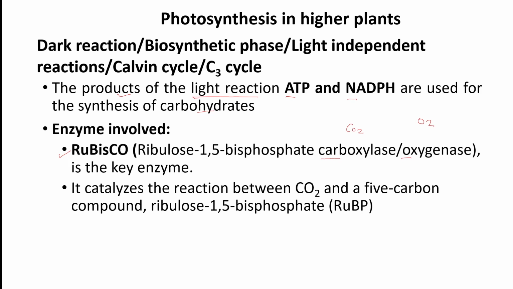So what does this rubisco do? Rubisco acts as a biological catalyst, and it catalyzes the reaction between the carbon dioxide and a 5-carbon compound known as ribulose 1,5-bisphosphate. Okay, so this is the compound. So rubisco catalyzes the reaction between carbon dioxide and a 5-carbon compound RuBP, leading to the formation of the 6-carbon compound, which is initially unstable, and it quickly breaks down into a 3-carbon compound. Two molecules of 3-carbon compound known as 3-phosphoglyceric acid.